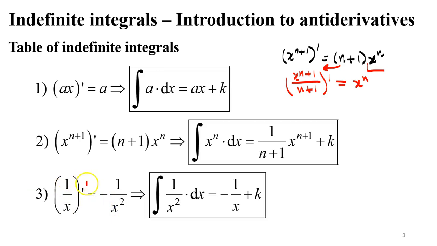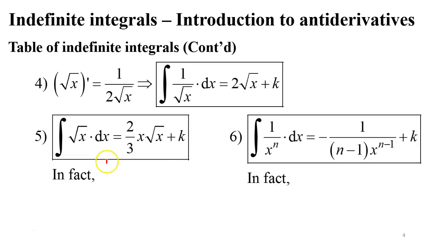Over here, since the derivative of 1 over x, we know, is negative 1 over x squared, then for an antiderivative of 1 over x squared, since I want to integrate 1 over x squared, what I would do is isolate it. So 1 over x squared is the derivative of negative 1 over x. So consequently, the integral of 1 over x squared times dx would in fact be negative 1 over x. So these rules are really important to remember here.